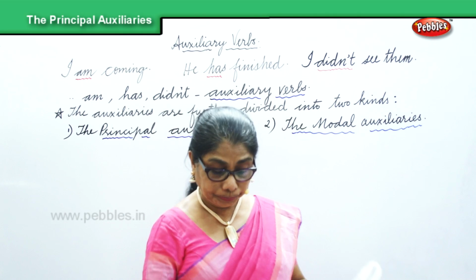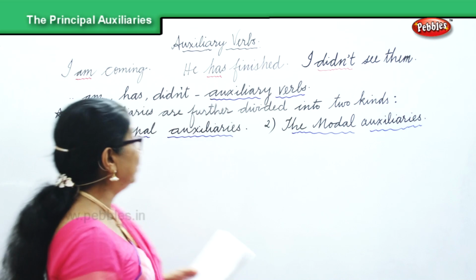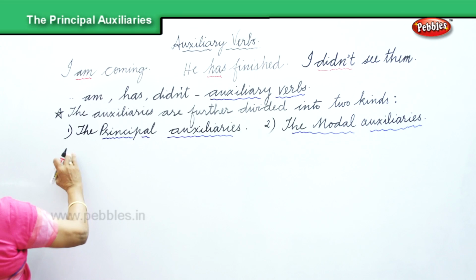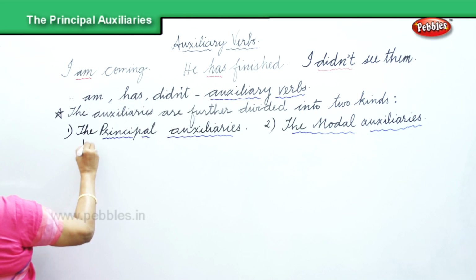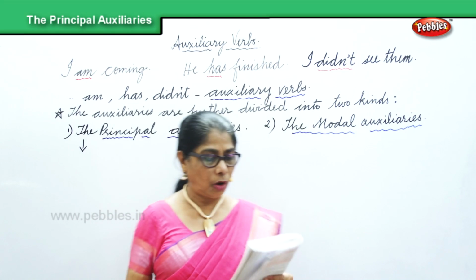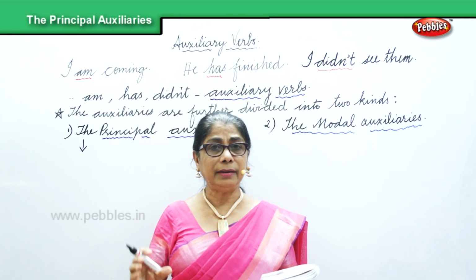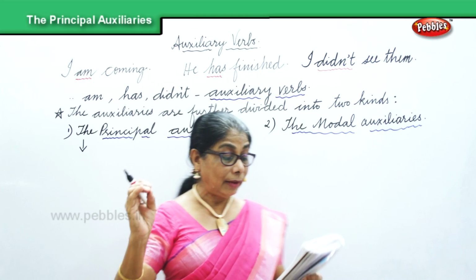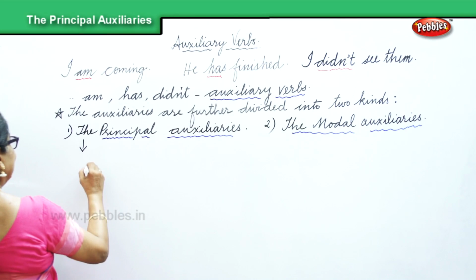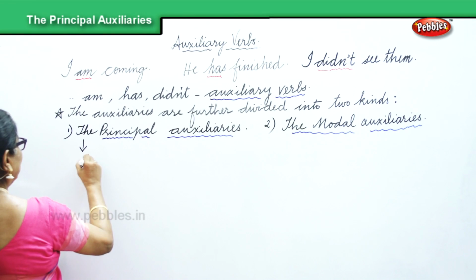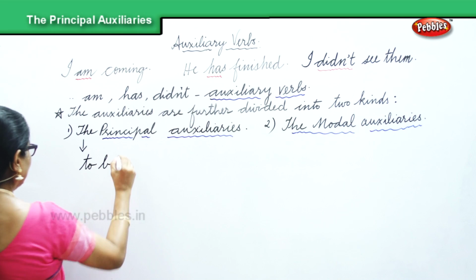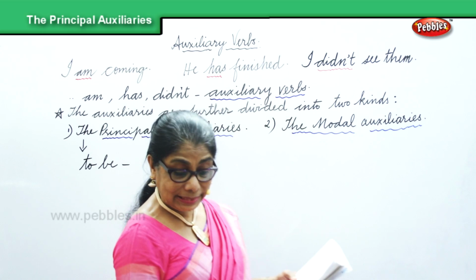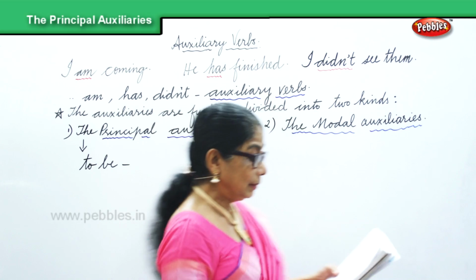Okay, now we are looking at the first one, the principal auxiliary. We'll look at this first. What about the principal auxiliary? Now here there is present tense and past tense. Okay, now let's look at to be. We are looking at to be verbs. When you say to be, we have the present tense and past tense.